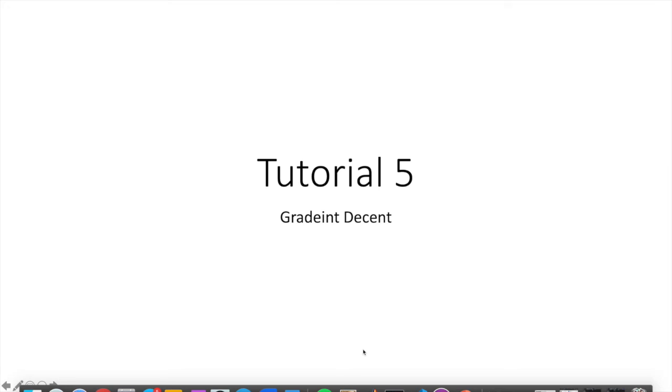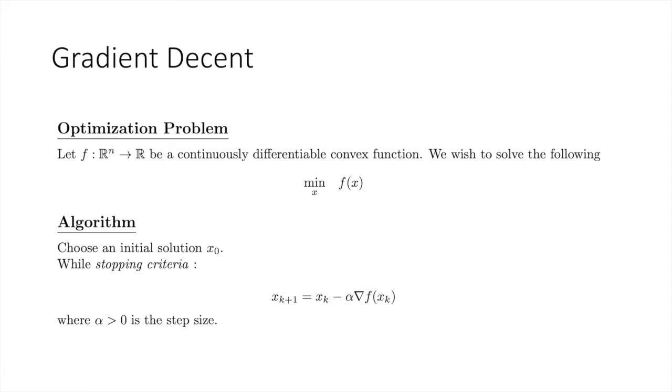This tutorial will be about the algorithm of gradient descent. Given a function f from Rn to R, continuously differentiable and convex, we would like to find its global minimum. We would use an iterative algorithm. We will start at a given point, x0, and we would take a step in the opposite direction to the gradient at any given point. Using a step size alpha, we would stop when reaching a stopping criteria.